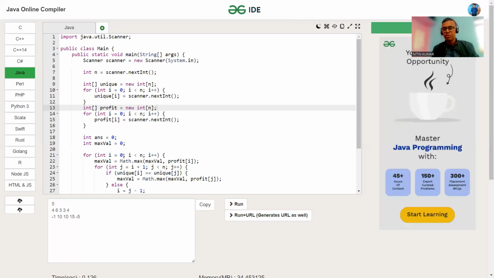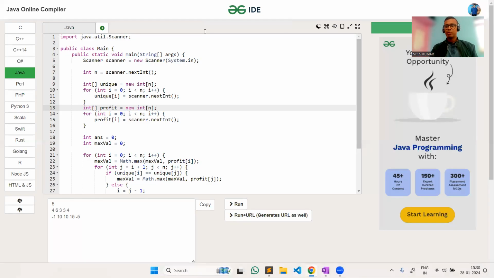So this is the first problem that we have discussed right now. And now there is one more problem that we are going to discuss. So let's move to that problem quickly and solve it.